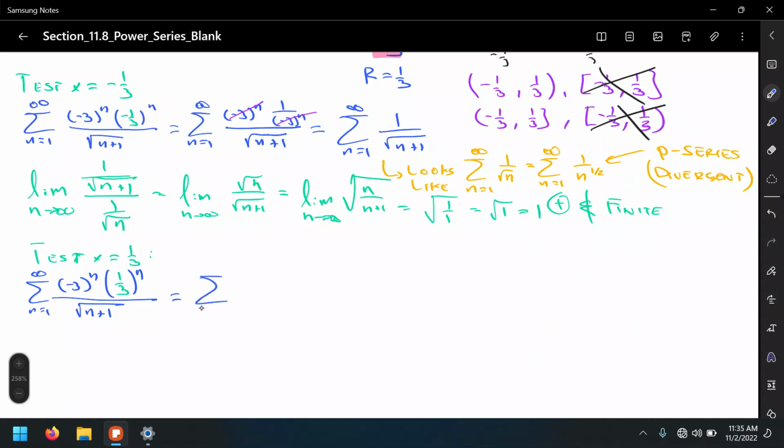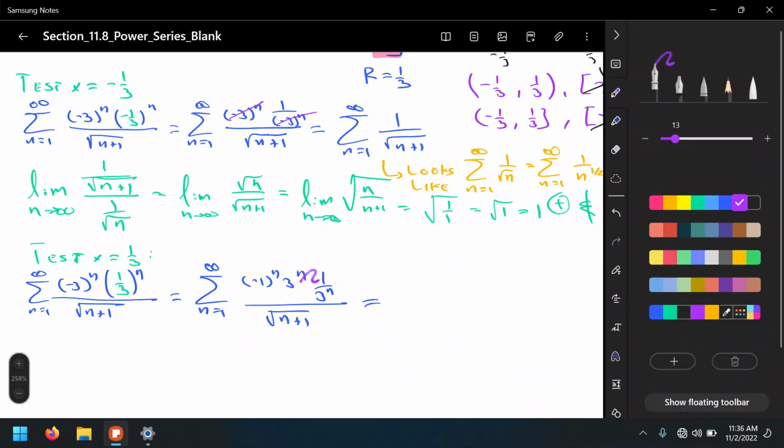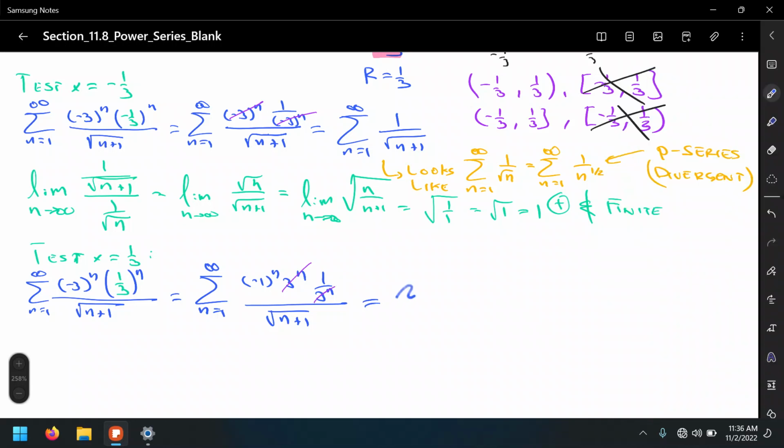Well, the sum from n equals 1 to infinity of -3 to the n, actually I'm going to rewrite this -3 to the n as -1 to the n times 3 to the n, and 1 over 3 to the whole thing to the n power is 1 over 3 to the n, over the square root of n plus 1. Alright, so we can divide out some of the factors. Sigma n equals 1 to infinity, -1 to the n, 1 over the square root of n plus 1.